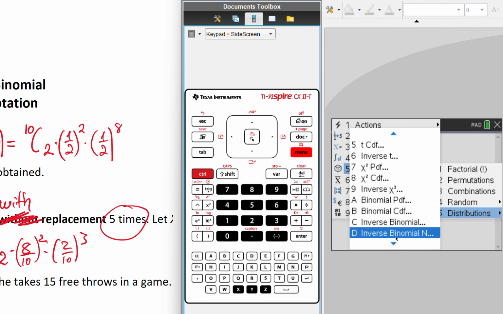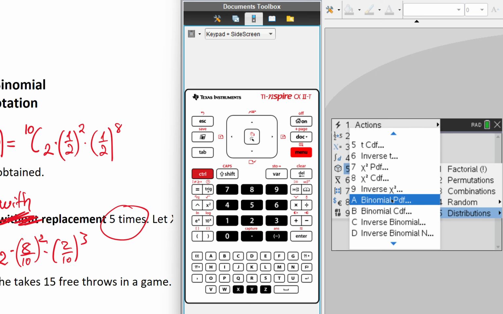We're going to scroll all the way down to the binomial distribution, right? And there are 2 options there: the binomial PDF, which I will explain what it does, and the binomial CDF. Afterwards, there's the inverse binomial and another inverse option, but we never use inverse binomials. So these are the only 2 options, the probability density function, the PDF, or the cumulative distribution function. Let me just explain the difference between those 2.